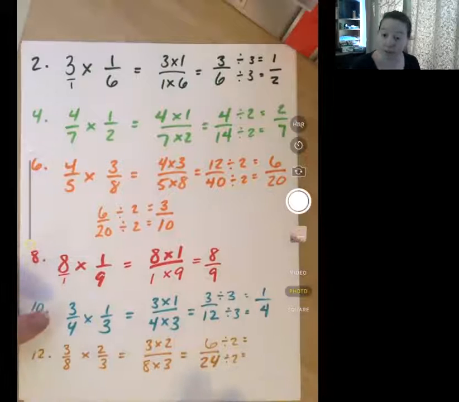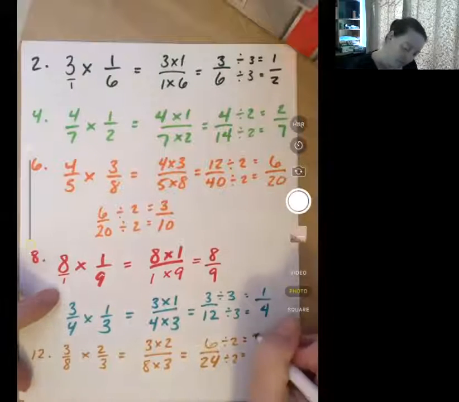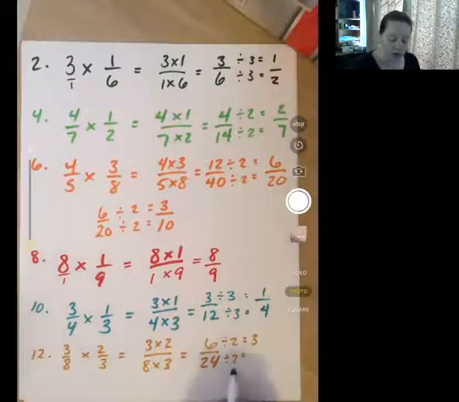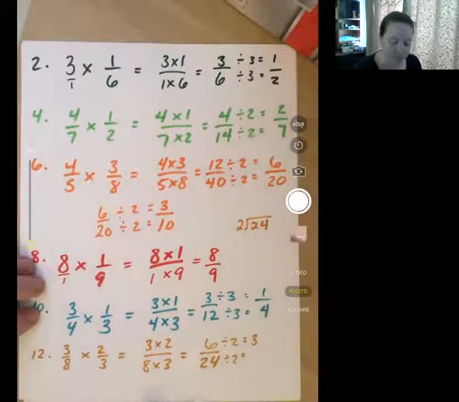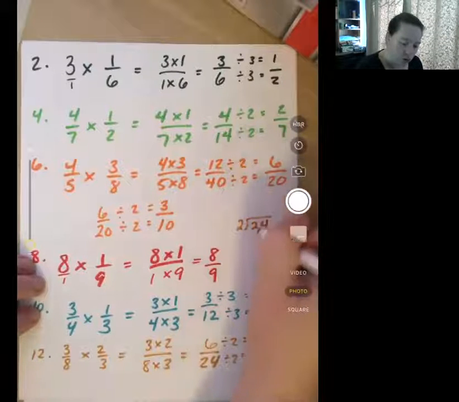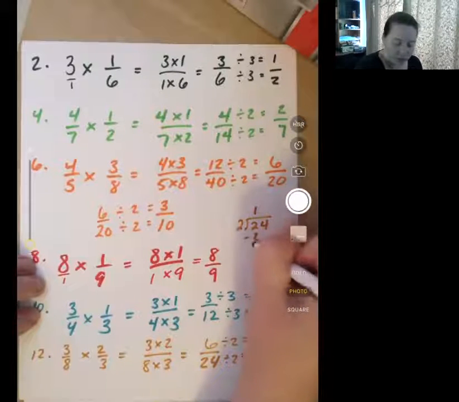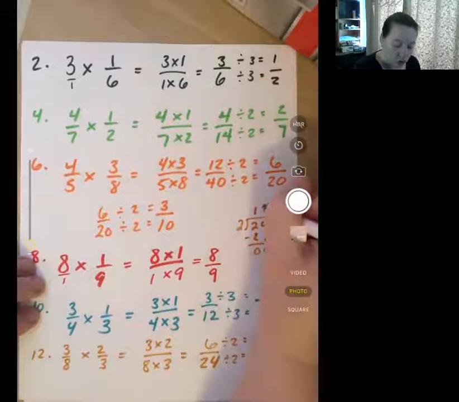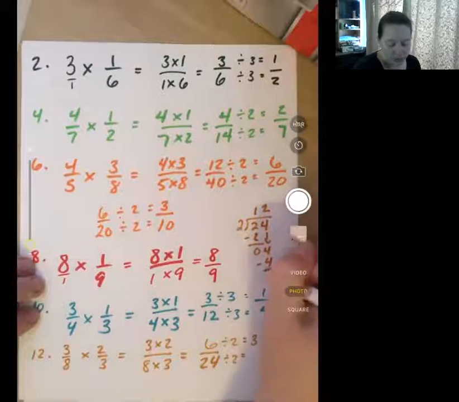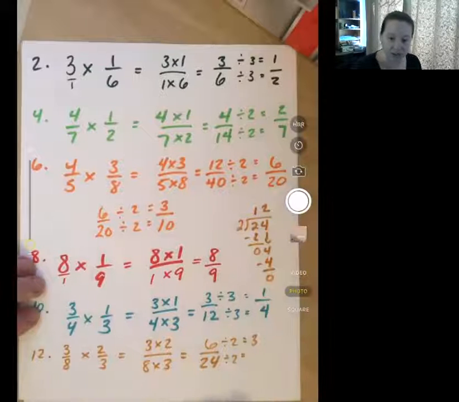6 divided by 2 is 3. 24 divided by 2. Okay, so 2 into 24. I'm going to put it up here. 2 goes into 2 one time. We then subtract it and get a 0. Bring down the 4. 2 goes into 4 2 times, which gives us a 4. We subtract it, end up with another 0.